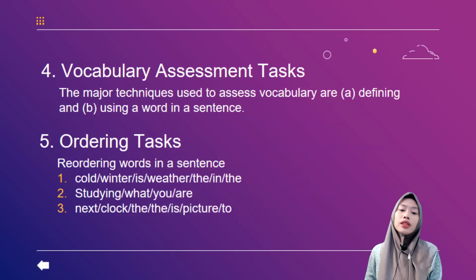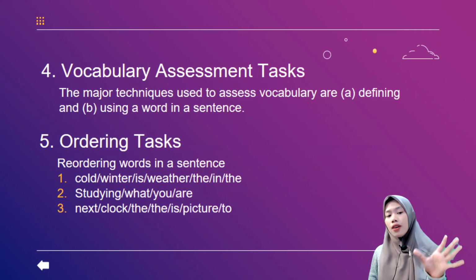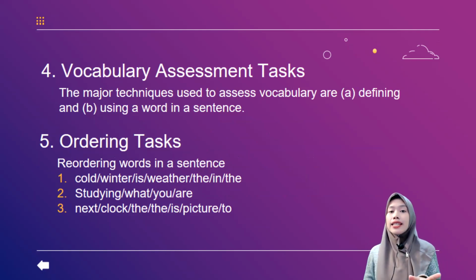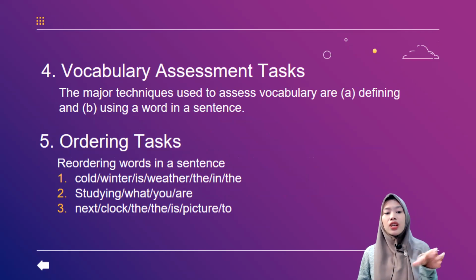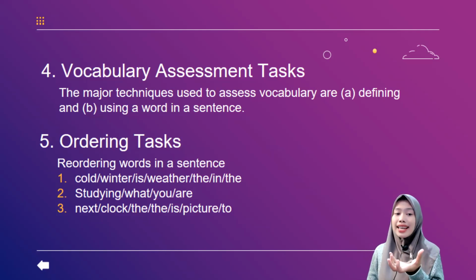And then the vocabulary assessment task. The major techniques used to assess vocabulary are defining and using a word in a sentence. And then the fifth is the ordering task. Reordering words in a sentence. For example, cold winter is weather in this. So rearrange or reorder, yeah? And then studying what you are. So you must arrange the words into a sentence.